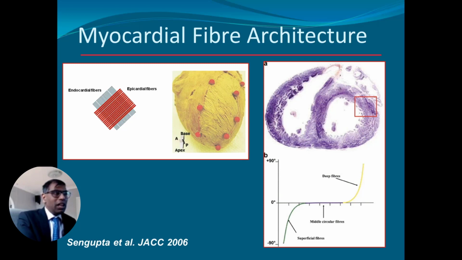The myocardial fibers have a complex arrangement within the left ventricular wall. The left ventricle is in the shape of a prolate ellipsoid. The epicardial and the endocardial fibers are arranged obliquely and closer and parallel to the long axis of the left ventricle. However, the mid-myocardial fibers are arranged horizontally in a circumferential manner.